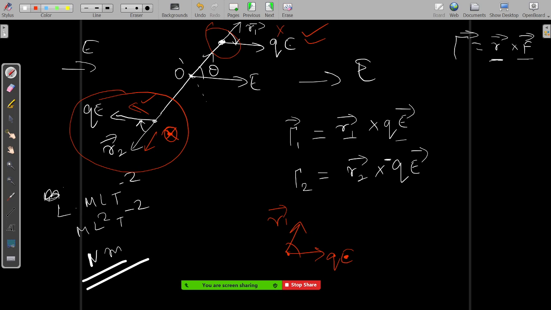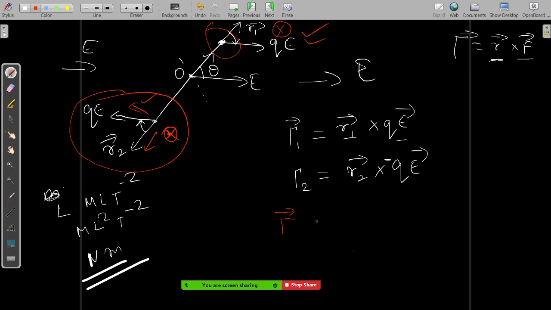So both the torque directions are in the same direction, so they are going to simply add up. So this will come how much? Since they are coming in the same direction, the total torque is basically the sum of the individual torques.